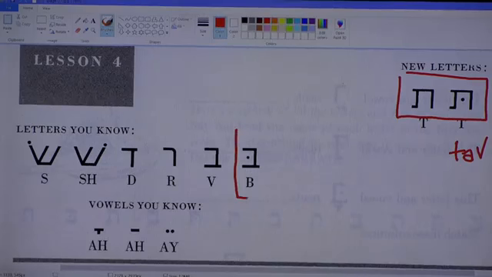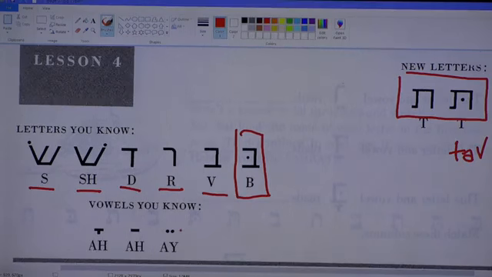What's this letter? Bet. Vet. Resh. Daled. Shin. Sin.